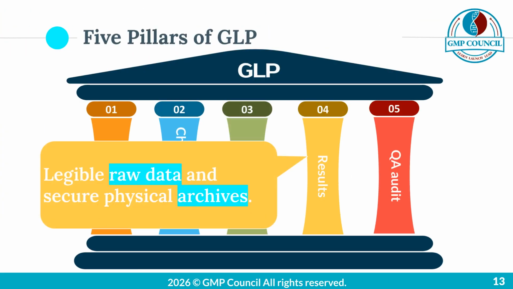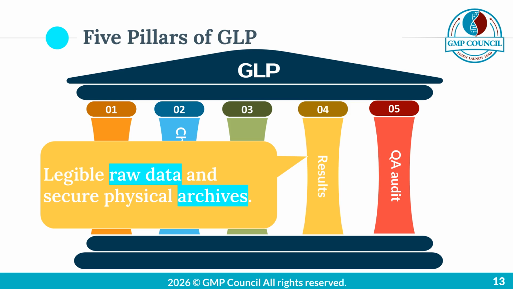Pillar 4 focuses on results, emphasizing legible, contemporaneous data capture and secure long-term archives. Data integrity lives or dies in Pillar 4. This pillar mandates that raw data must be recorded immediately, as it happens. No jotting numbers down on scrap paper to transcribe later. Furthermore, all raw data and study records must be stored in secure, fireproof, tamper-evident archives. If an auditor asks to see the raw balance printouts from a study conducted 3 years ago, can you retrieve them in 5 minutes? Finally, how do we verify that these first 4 pillars are operating correctly?